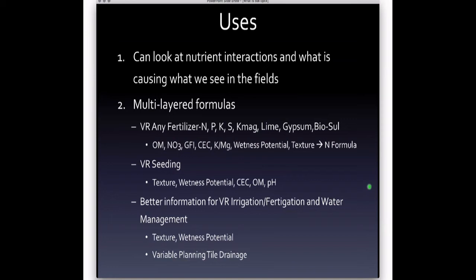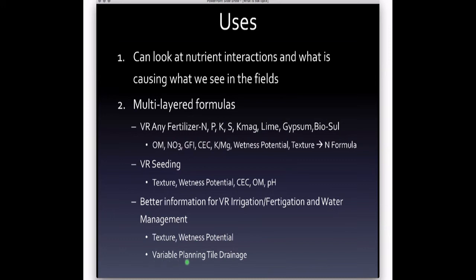We use multi-layered formulas. So for an example, when we're looking at nitrogen, we're looking at potentially organic matter, nitrates, general fertility index, cation exchange capacity, wetness potential, texture, K to Mg ratio to kick out our nitrogen formula in the end. We can variable rate anything, any product of NPKS, K-Mag, lime, gypsum, biosol, VR seeding, looking at texture, wetness potential, CEC, organic matter, pH, salts and sodium potentially, and then better information if a fellow is farming with irrigation. So we can do variable rate irrigation and/or fertigation, or certainly help with water management.